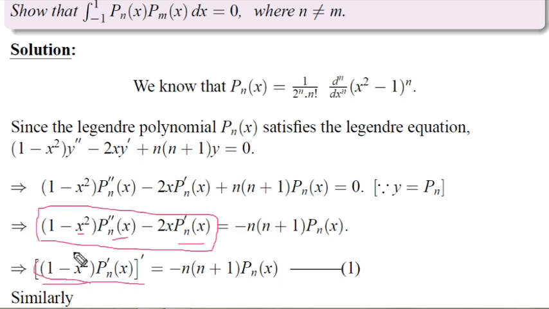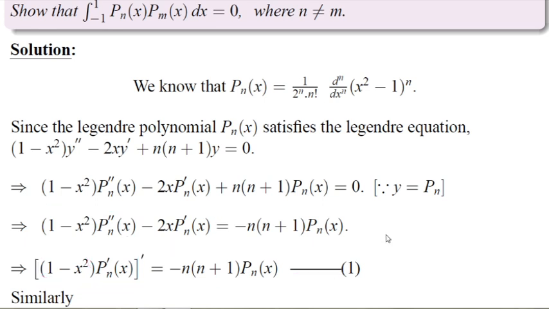If we differentiate this, 1 minus x square, we get minus 2x Pn dash of x, and Pn dash of x is a constant. These two equations are the same, not different, so we can write this one instead of this. We note it down as equation number 1.